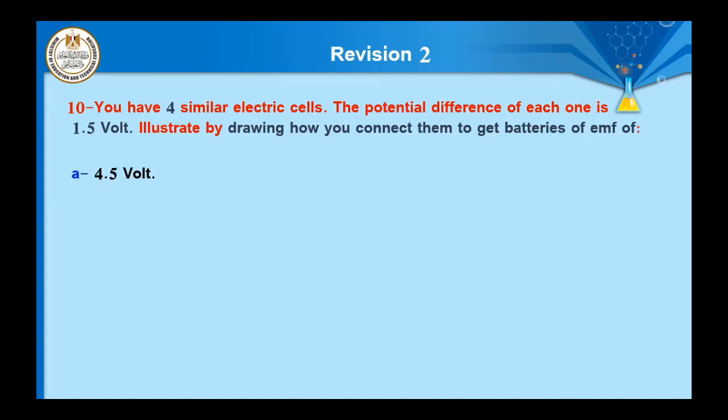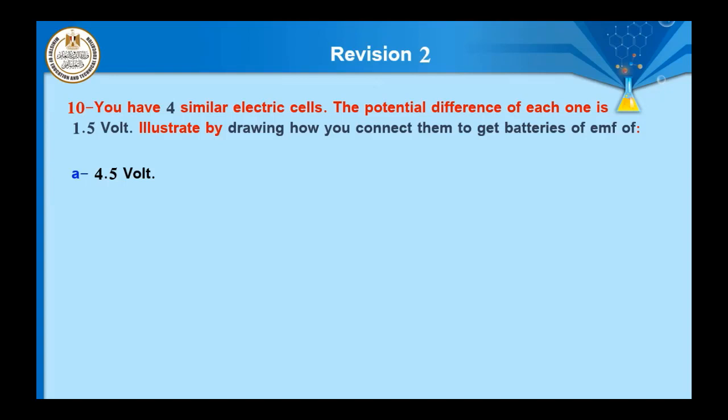The electromotive force of the circuit is 4.5 volt. Is this value smaller than or greater than the summation? For the electric cells, each one 1.5, this means that when they are connected in series, the summation of the four electric cells, 1.5 plus 1.5 plus 1.5 plus 1.5, equals 6. 4.5 is less than 6. This means that the four electric cells are not all connected in series. To draw this electric circuit, you must connect only three in series connection.